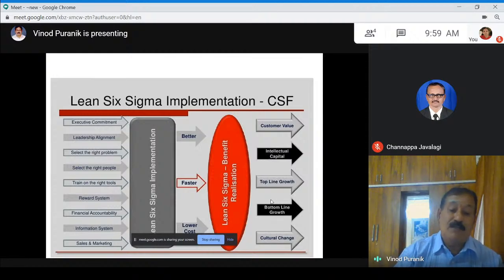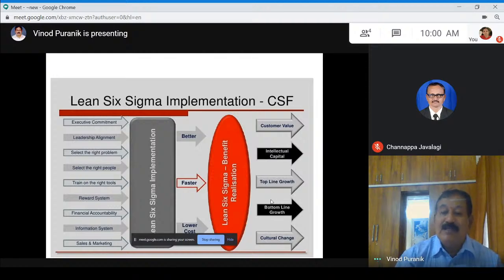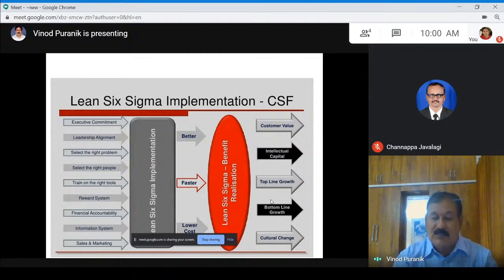And financial accountability is very, very important. Definitely the information system should follow, and sales and marketing should be there. This is the Lean Six Sigma implementation, to make the realization better, faster, and at lower cost. Look at the benefits and realization of Six Sigma projects: customer values, intellectual capital, top line growth, bottom line growth, and culture change. Finally, that results in culture change, which becomes very important. Whatever tool I use, it has to be changed. Again I like to repeat, it is the ownership. The ownership of the work is very, very important here.